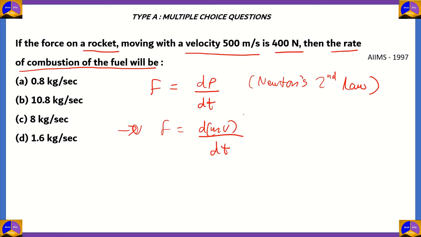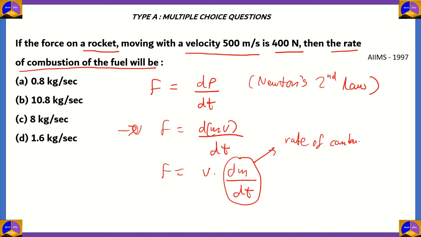Now, in this particular question, the object is a rocket, and when rockets propel satellites towards space, they maintain a constant velocity, but because of the combustion of fuel, the mass will differ. So F can be written as v times dm by dt, and this dm by dt in the question is the rate of combustion of fuel.